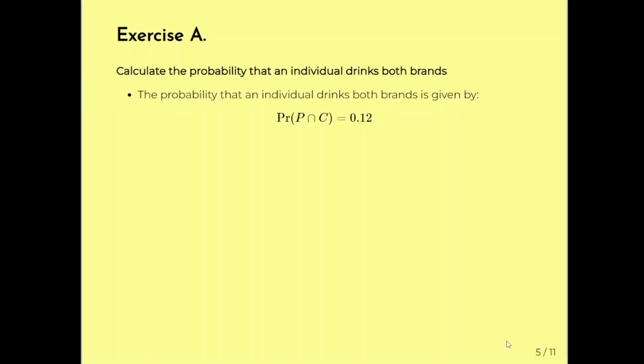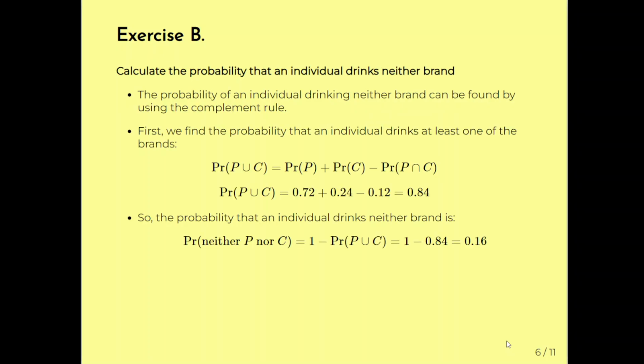Okay, so the gist of this really is just taking the time to properly process the information you're explicitly given. It was almost a trick question. This next one's not a trick question. You have to think about this one. Calculate the probability that an individual drinks neither brand.